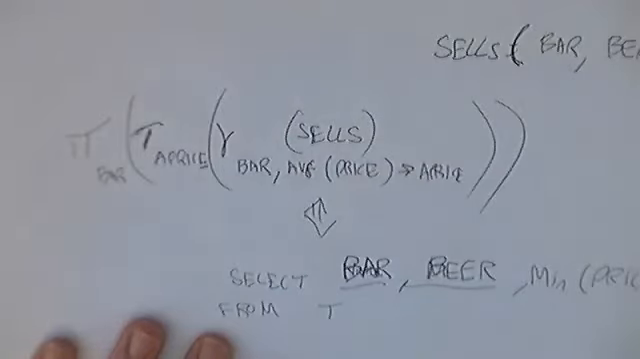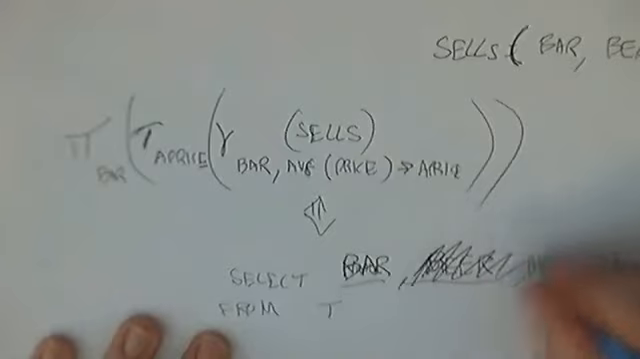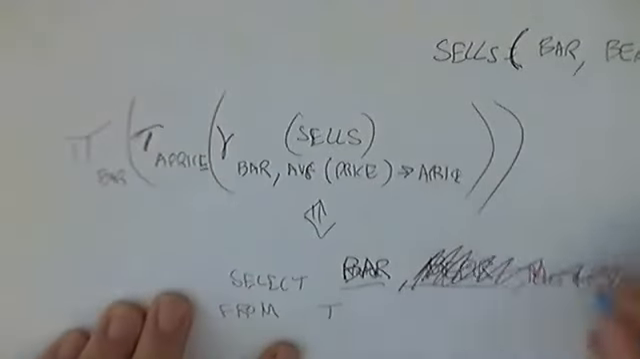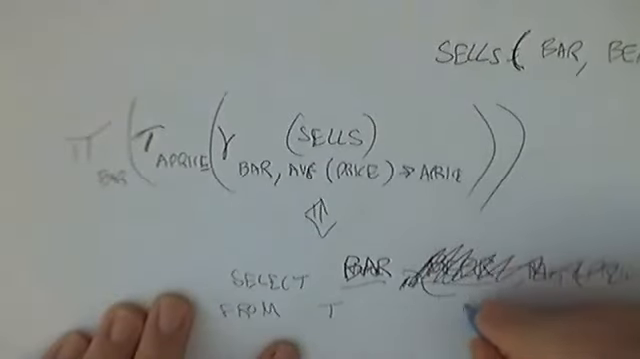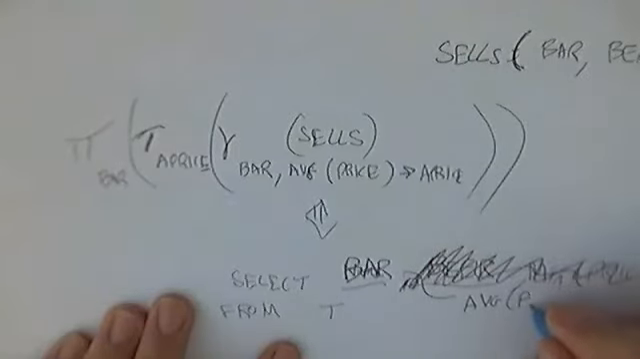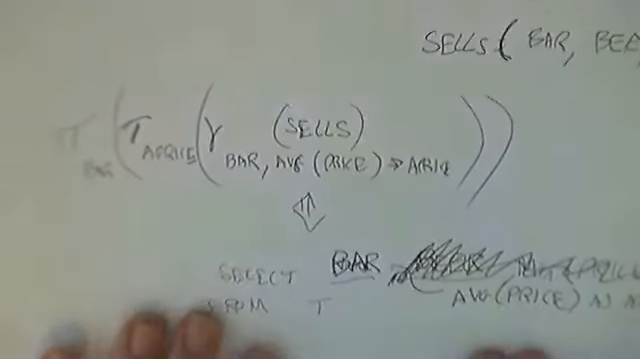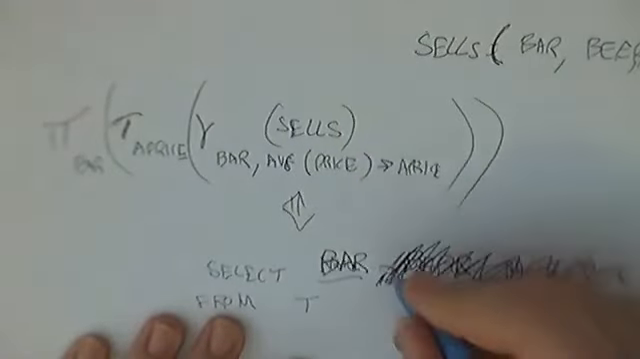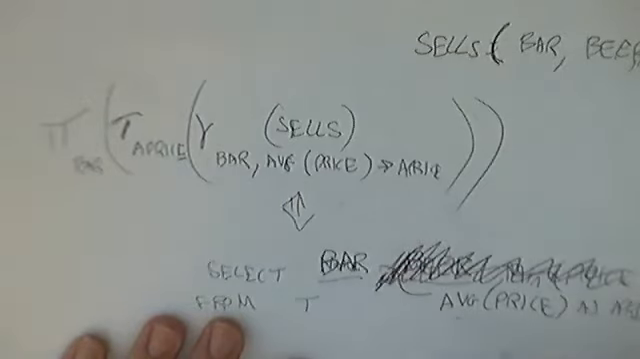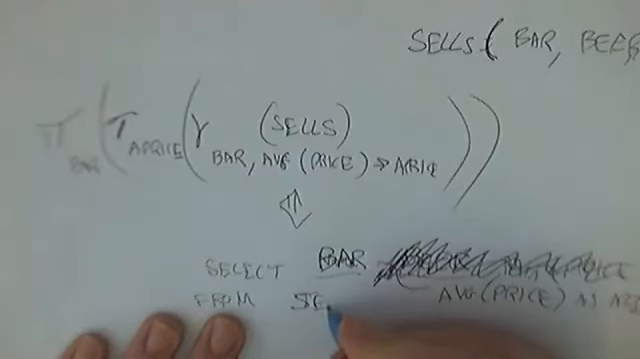Let me think of a better example. Bars and average price. This is a better example. This example will fit exactly with what's going on here. I'm not really sure people can read that. But you say something like this: give me the bars and the average price of beers at those bars from Sells.